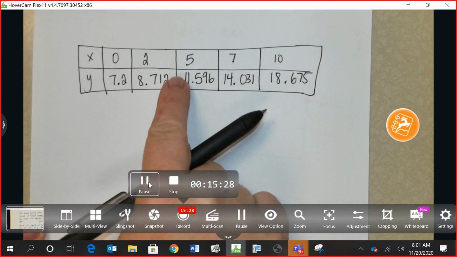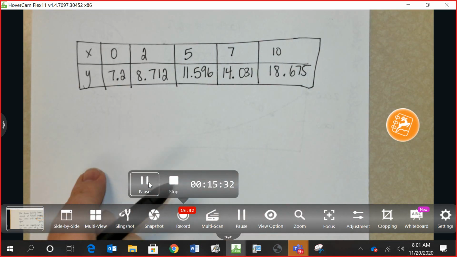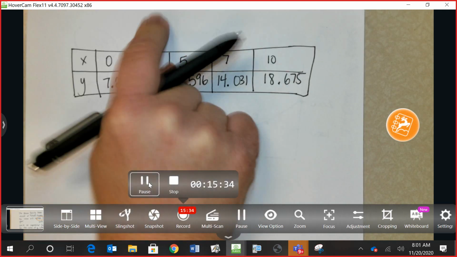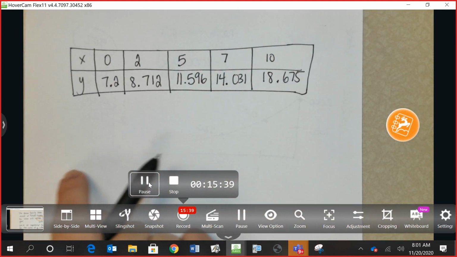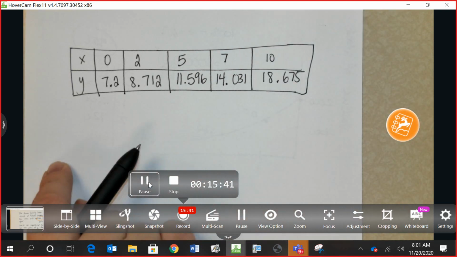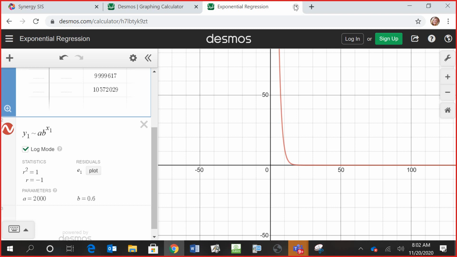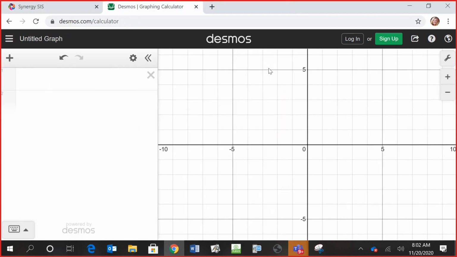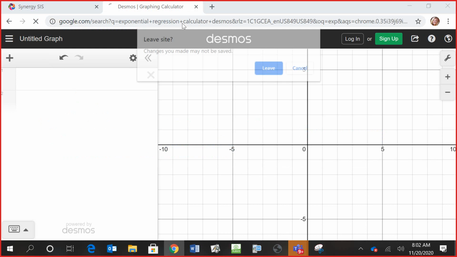So basically what's happening is that in the program we're going to go into, it's going to plot all these points. It's going to go 0, 7.2, 2, 8.712, 5, so on, 7, and 10. And then it's going to make that curve that's the average of those points. And that's just what we did with the last two problems with the value of stock. So how do we plug it in? Again, I'm going to come back here and pretend like we didn't have that, just so we can go over this one more time. And so again, we're going to do exponential regression.